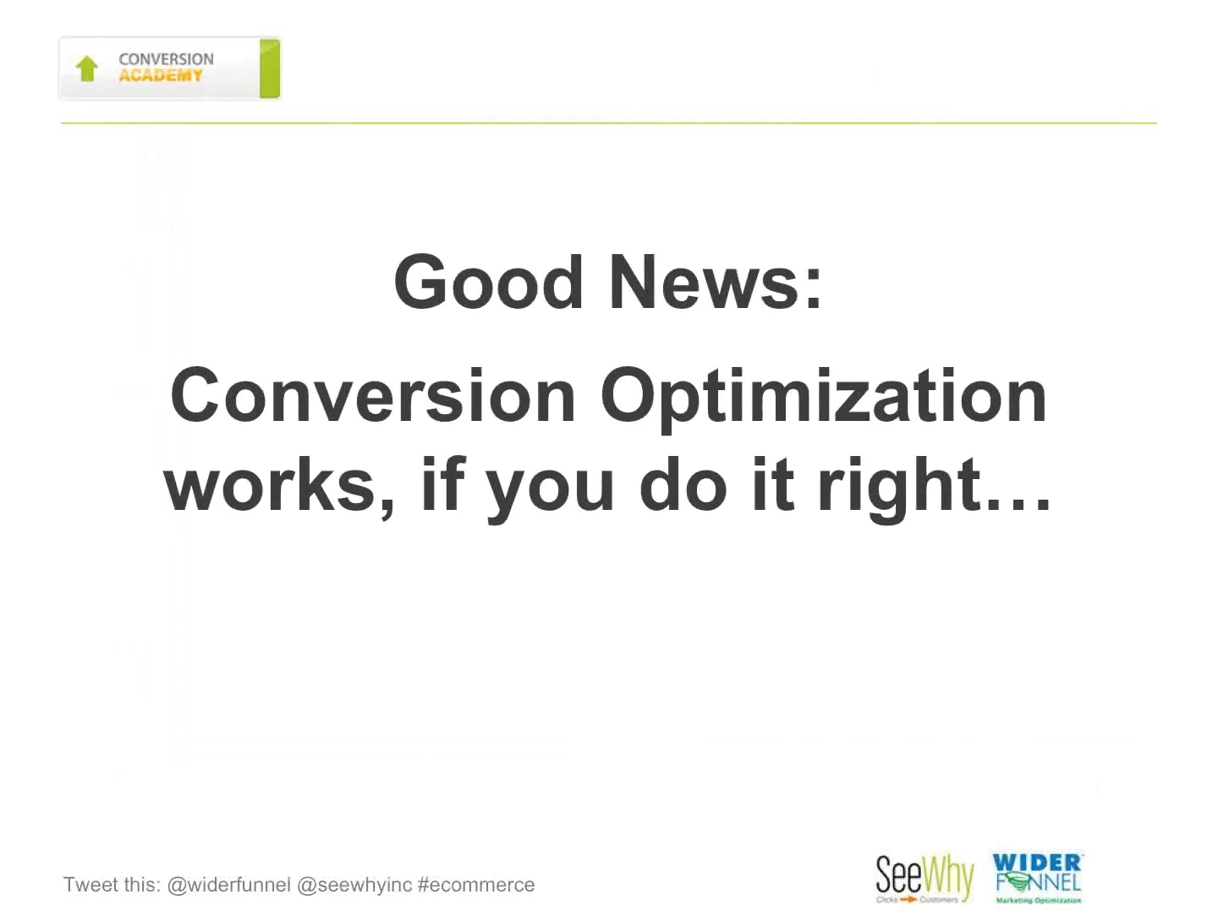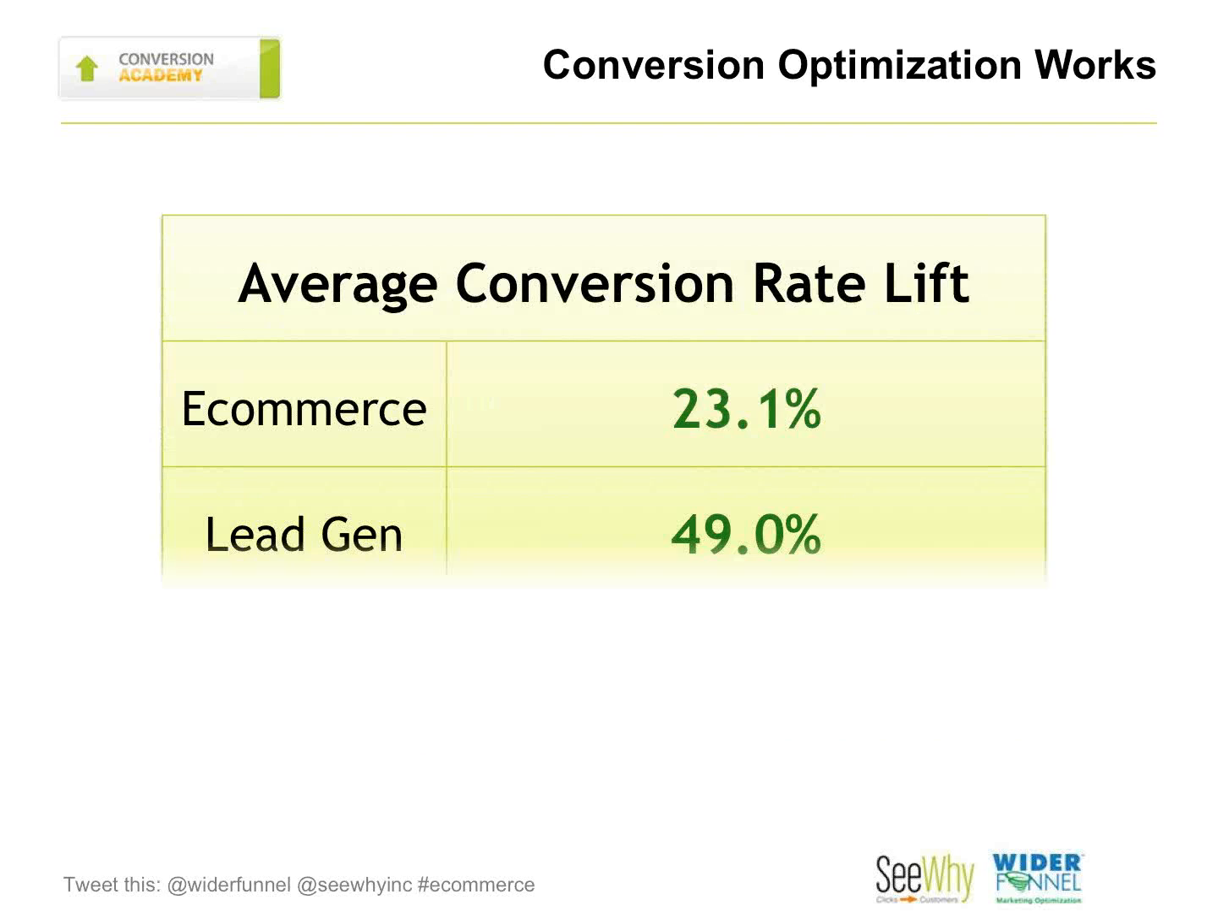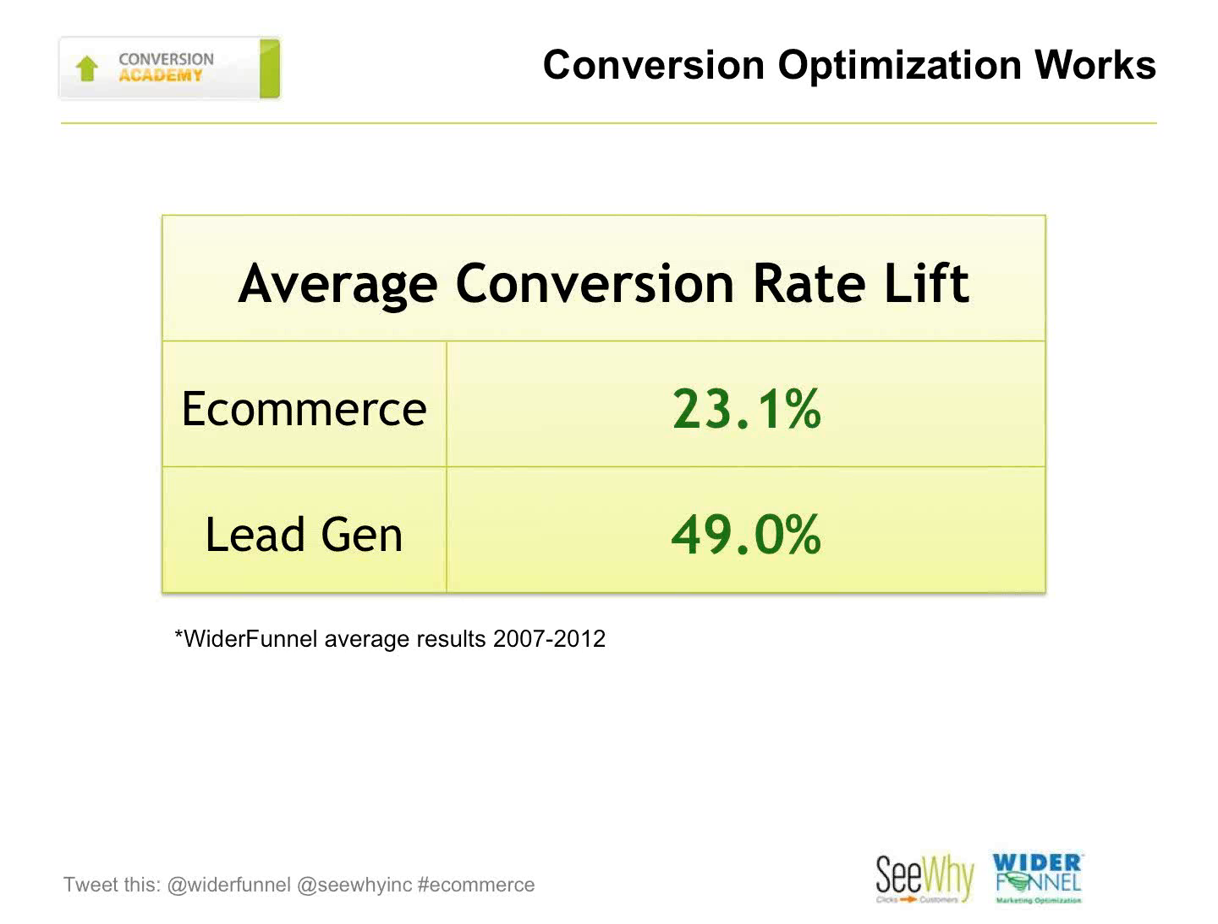But the good news is conversion optimization does work if you do it right. And the problem is that a lot of people are doing it wrong. So we can only speak from our experience, but what we're seeing at WiderFunnel is average conversion rate lifts of 23% for e-commerce and 49% for lead gen for engaging in a conversion optimization and testing strategy.